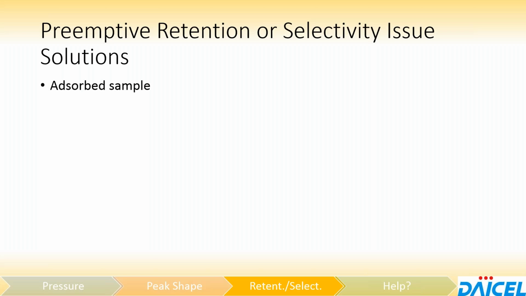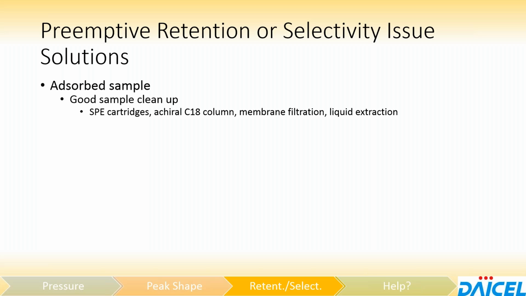What are some things preemptively that you can do to avoid these issues with the adsorbed samples? Good sample cleanup. Can't harp on that enough. Using guard columns and inline filters helps a little bit, but you will degrade those just as quickly as you will your chiral column if you're not cleaning your sample up well. So with the biological samples, you probably want to do a little bit more than just filtering through a membrane. You can use something like a solid phase extraction cartridge.